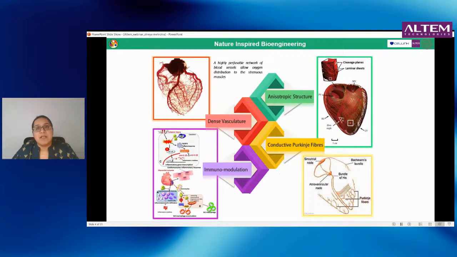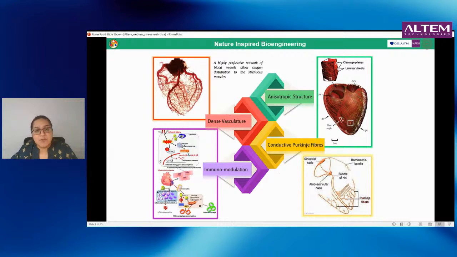where the heart muscles are rotated in the form of a figure 8, which helps them to contract in two types of directions. So this kind of rotating structure provides the heart a quasi-lamellar or anisotropic structure. Mimicking this kind of anisotropic structure is really important.